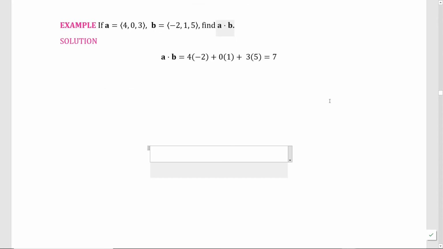Let's see an example. We are given two vectors, A and B, whose components are shown. We need to compute the dot product of them. By following the definition, the dot product is simply 7.